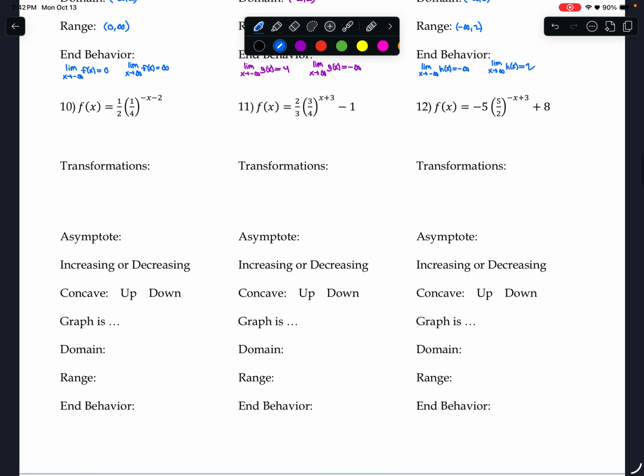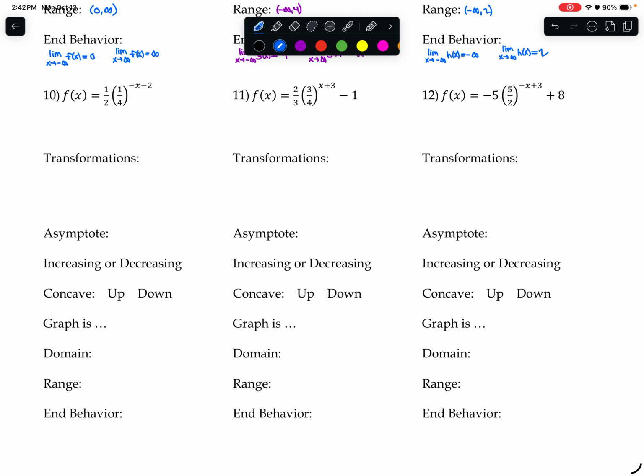So I would definitely encourage you to try these last 3 on your own. Make good choices.